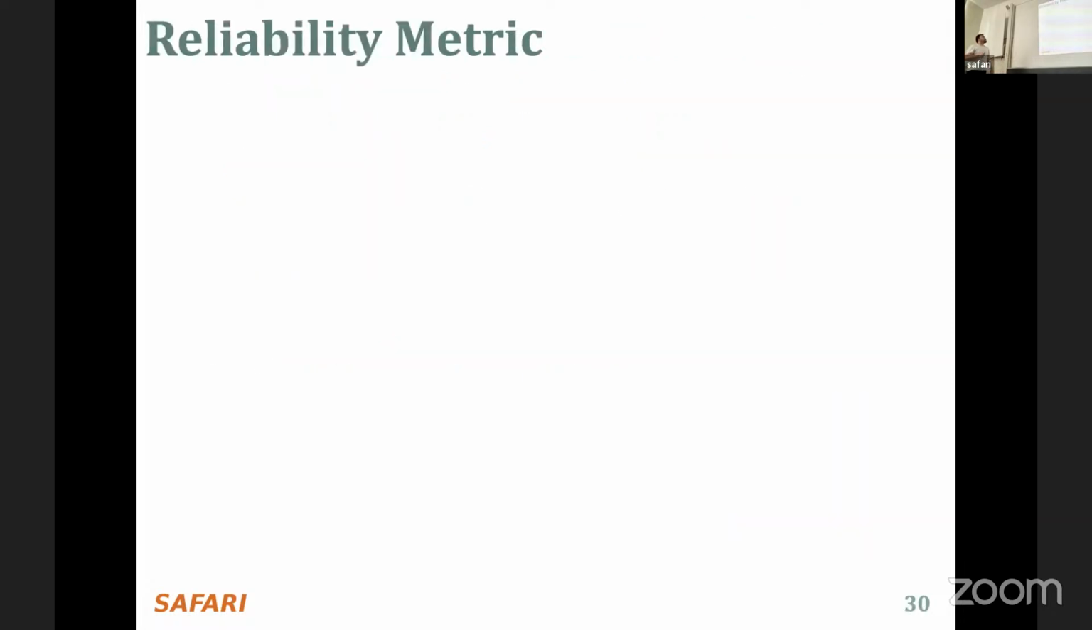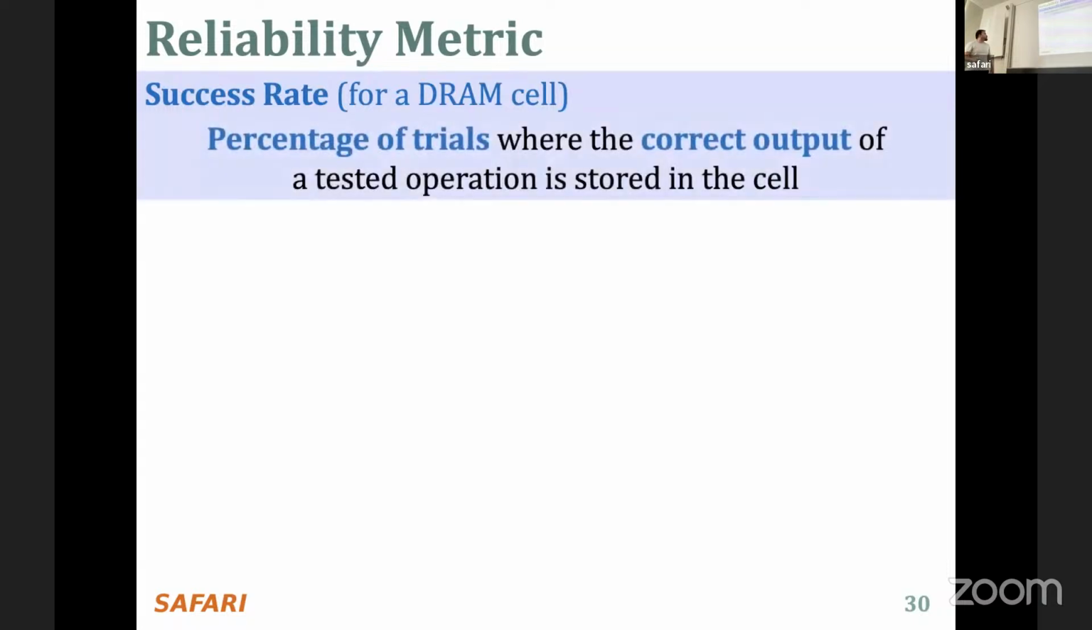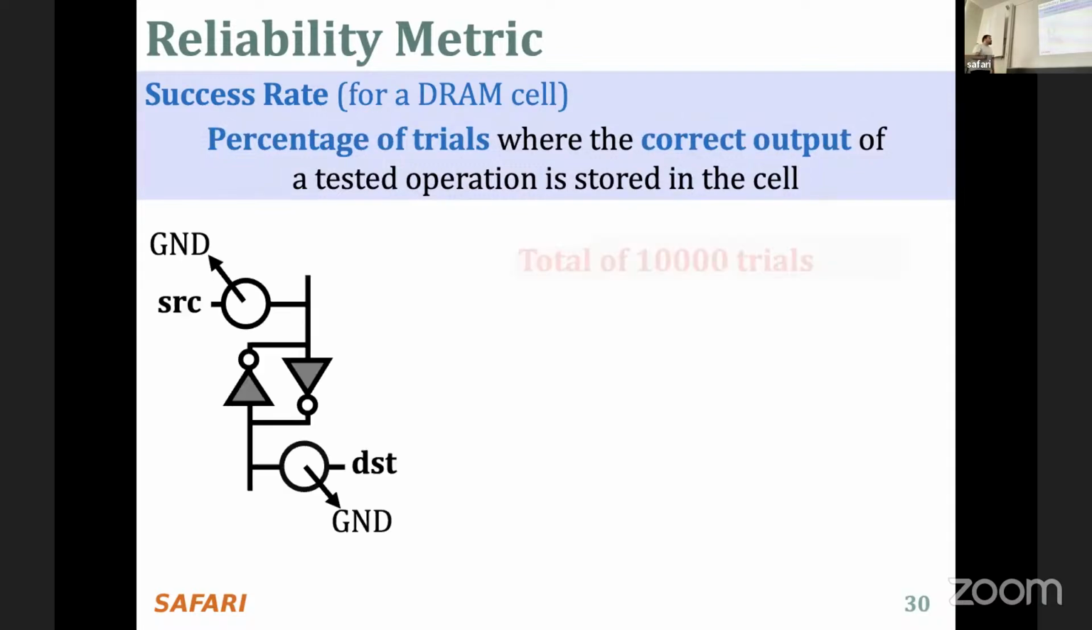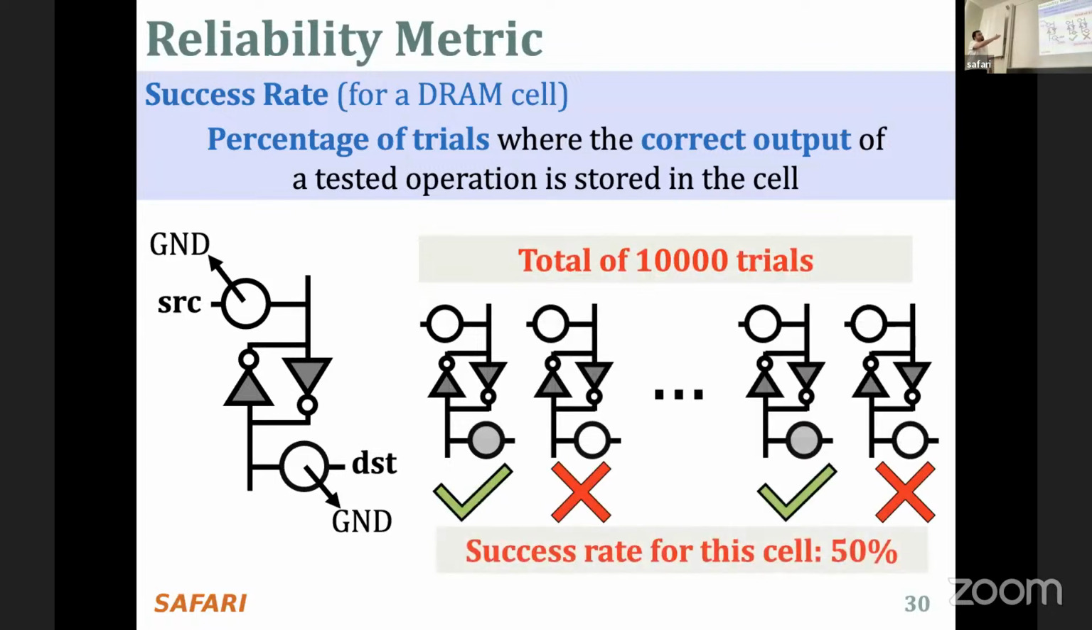And we evaluate the reliability, as I said, and we use a metric to evaluate it, which we call success rate. We define success rate for a DRAM cell as the percentage of trials where the correct output of the tested operation is stored in the cell. So, for example, we test a total of 10,000 trials. For example, you see four trials as an example. And for this destination cell, the success rate is 50%, because 2 out of 4 are correct.